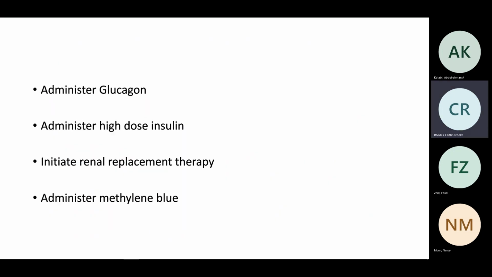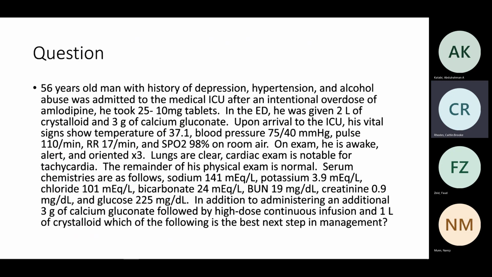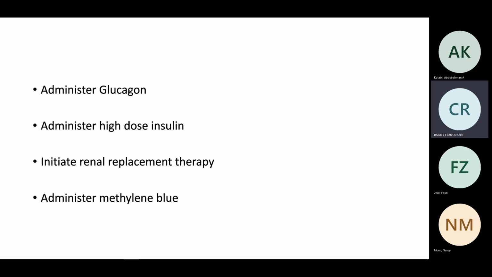Glucagon? Administer high dose insulin. He's on the high dose continuous infusion, no, that's the calcium gluconate. So I think it's the insulin. Why not glucagon? Because it's amlodipine. Glucagon, yeah, it's calcium channel blocker toxicity.